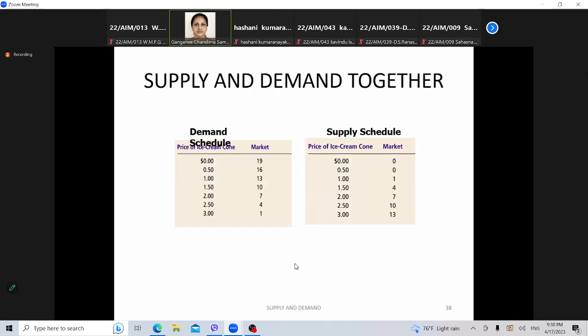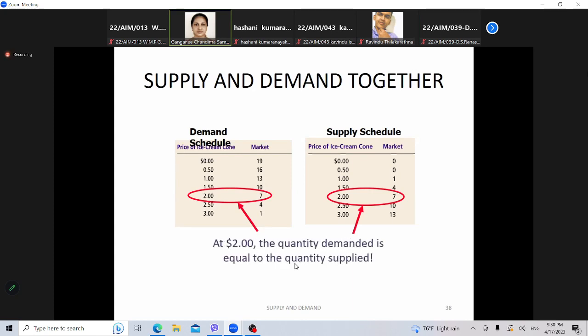Okay, then we will see the supply and demand schedule together. Demand schedule, supply schedule. So here you can see one point where quantity demanded equals quantity supplied. Is it clear to you all? Hello? Yes, ma'am. Okay. If you have any questions, please ask. Okay. So that is the equilibrium point where quantity demanded equals quantity supplied.